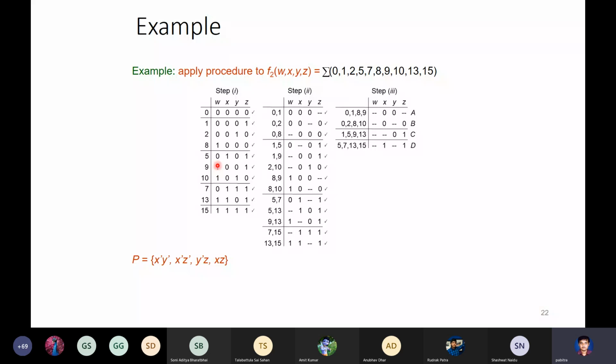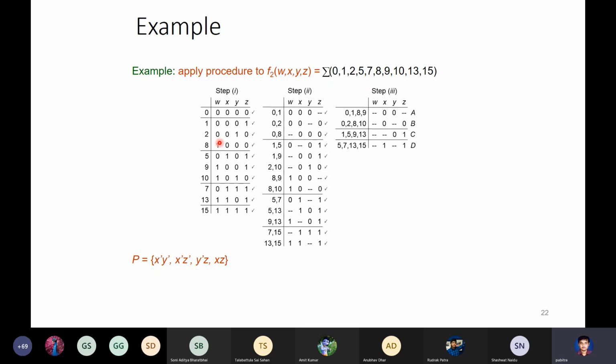So is 1 and 5 a matching pair? Yes. They differ only in X. So I put a hyphen in X, I copy the rest. I write down the 1, 5. Is 1 and 9 a matching pair? Yes, 1 and 9 is also a matching pair. They differ only in W. I write a hyphen in place of W and the remaining values. So 1, 9 I include. And I put a tick mark. So 5 is involved in this matching pair, I put a tick mark. 9 is also involved, I put a tick mark. 1 and 10, is it a matching pair? No, they differ in more than one position, so they are not a matching pair.